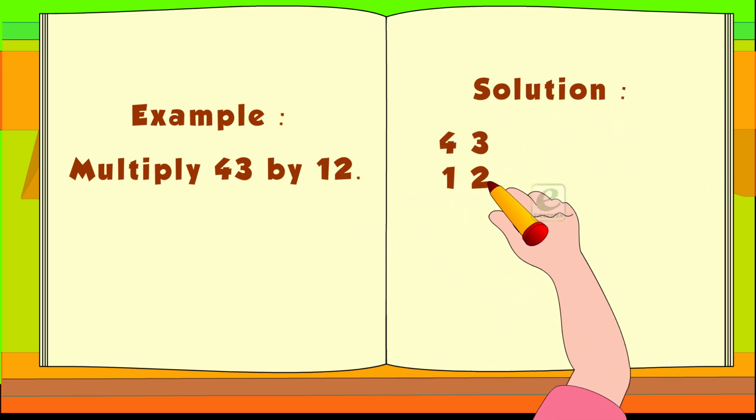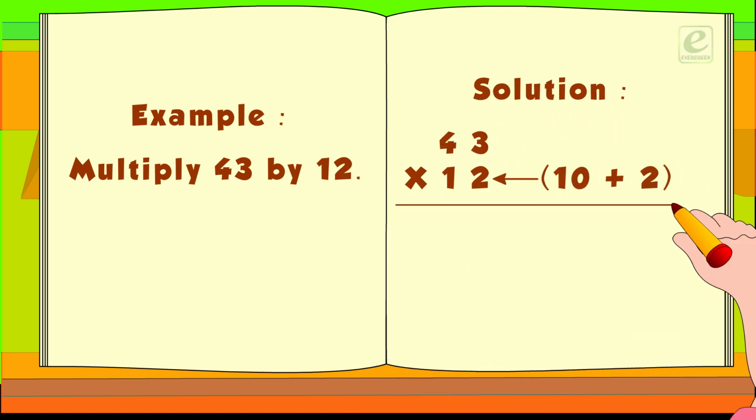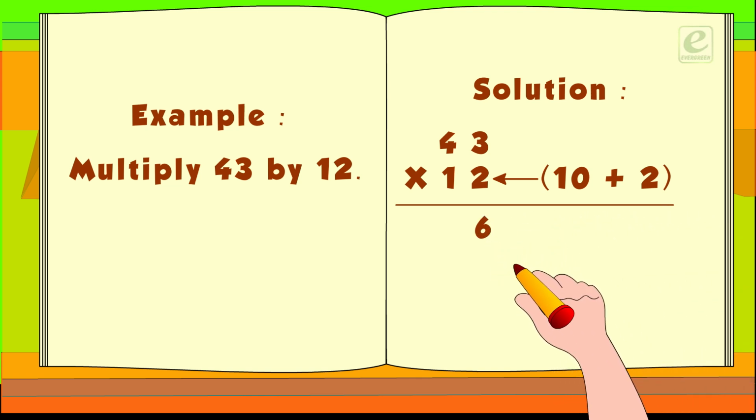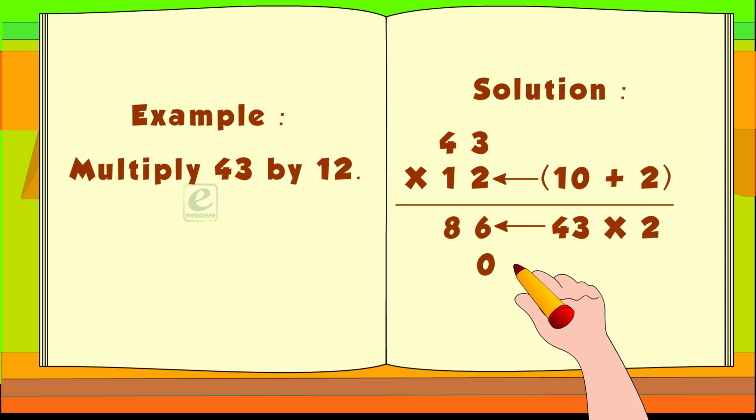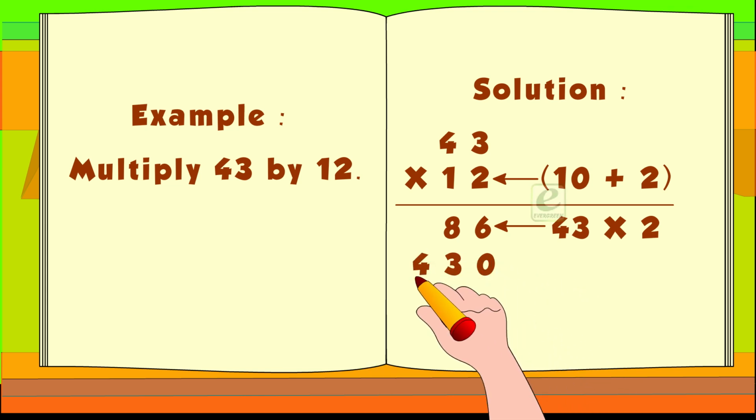First, we will multiply 2 by 3, which is equal to 6. Then we will multiply 2 by 4, which is equal to 8. Then we will write 0 below 6, because now we are going to multiply 1 by 43. 1 is on the tens place. So 1 multiplied by 43 is equal to 43.